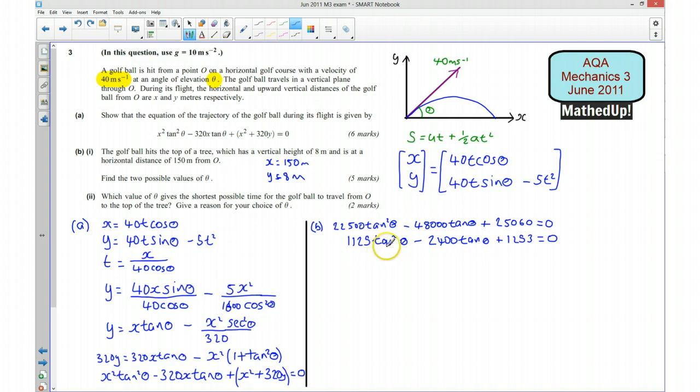So obviously it will be quite difficult to factorise this, so I'm going to use the quadratic formula. So my A value is going to be equal to 1,125, B is going to be equal to 2,400, C is equal to 1,253, and b squared minus 4ac, my discriminant, is going to be equal to 121,500.